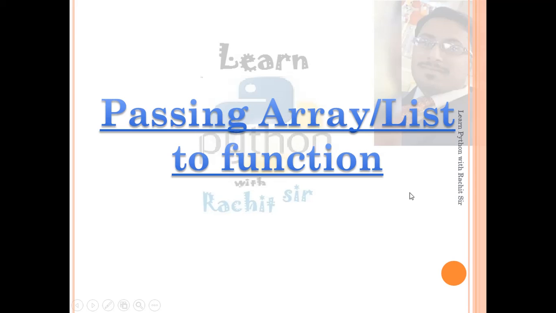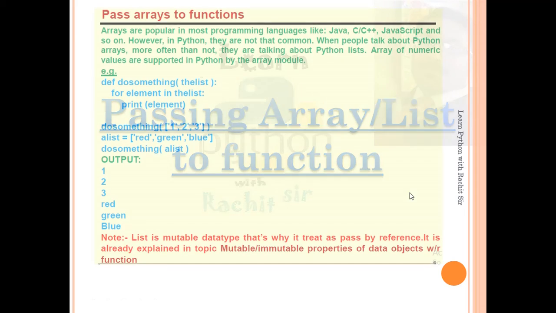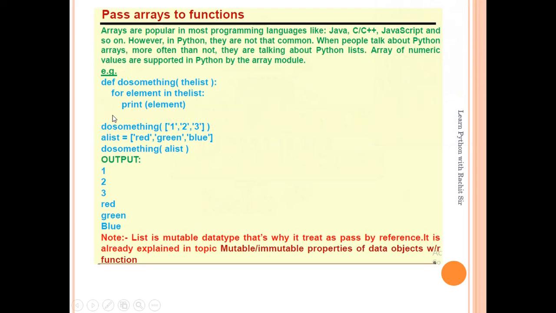Next is passing an array or list to a function. Here a function is written, do something. This is the definition of the function, and this is the calling of the function. From here this object is passed, and this is a list, because you know a list is declared inside square brackets, so a list is being passed.